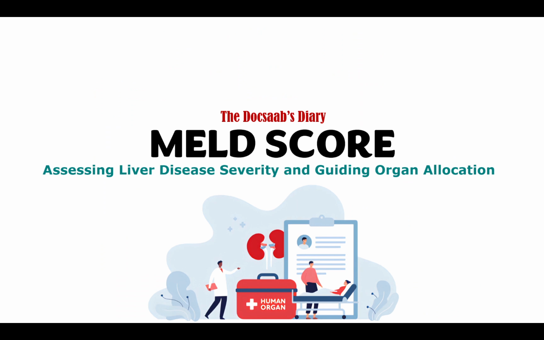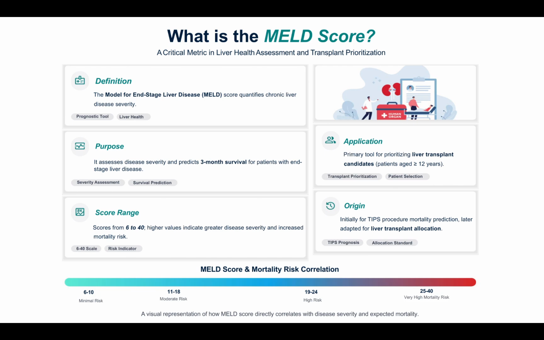Let's dive in. Let's start with the basics. What exactly is the MELD score? It stands for Model for End-Stage Liver Disease, a numerical scoring system developed to evaluate the severity of chronic liver disease. Its core purpose is to predict a patient's survival over the next 3 months, helping clinicians gauge how urgently intervention is needed. The score ranges from 6 to 40, where a lower score indicates milder disease and better prognosis, while a higher score signals severe dysfunction and elevated mortality risk, up to 71% in extreme cases.